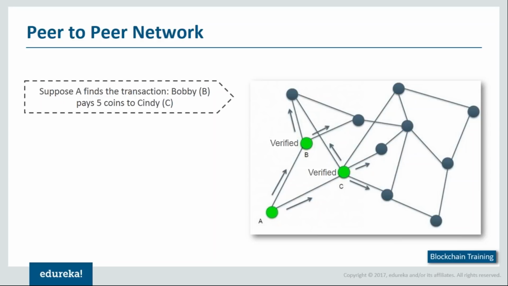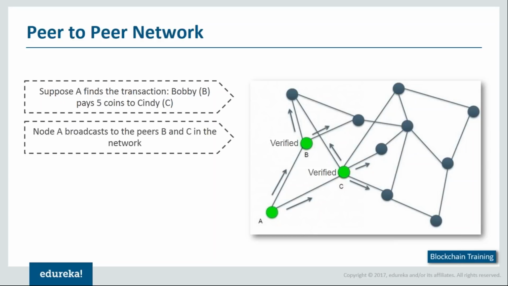Now coming back to our peer-to-peer network, let's look at the example here. Let's say A, or Andy, identifies that there's a transaction between Bobby and Cindy where Bobby is sending Cindy 5 bitcoins. Once he's identified it, A broadcasts to both B and C that it has been verified. Bobby has enough balance to send it to Cindy, so you can go ahead with the transaction and I approve of this.